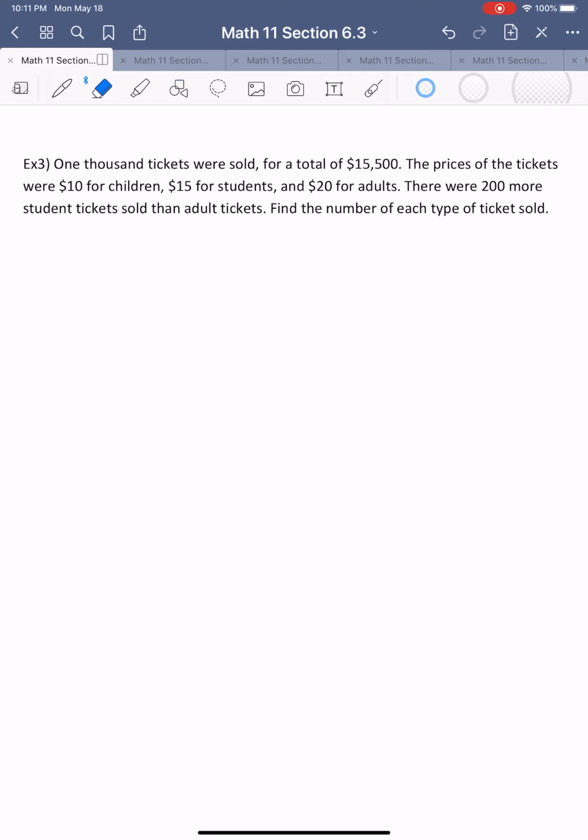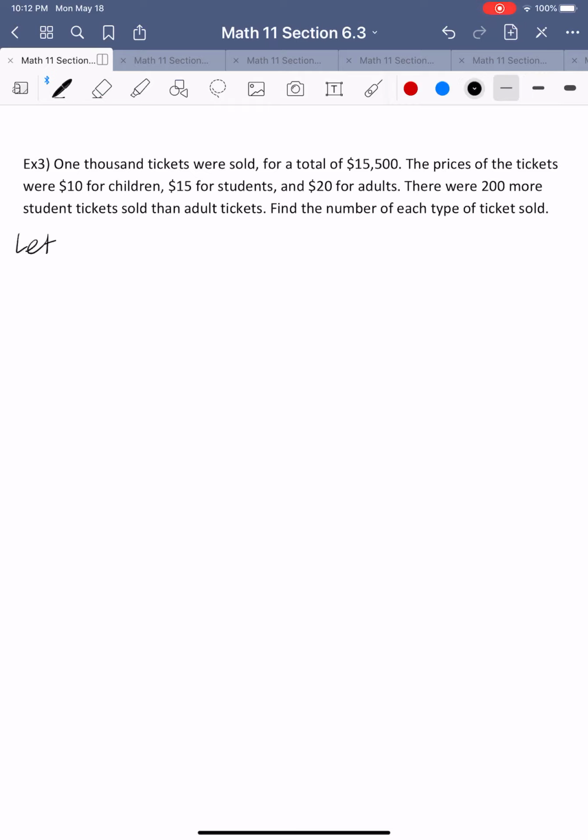Now we have a word problem, which we can set up as a system of linear equations. So 1,000 tickets were sold for a total of $15,500, and the prices of the tickets were $10 for children, $15 for students, and $20 for the others. There were 200 more student tickets sold than the other tickets. So find the number of each type of ticket sold.